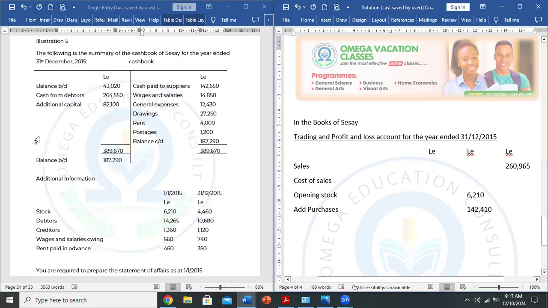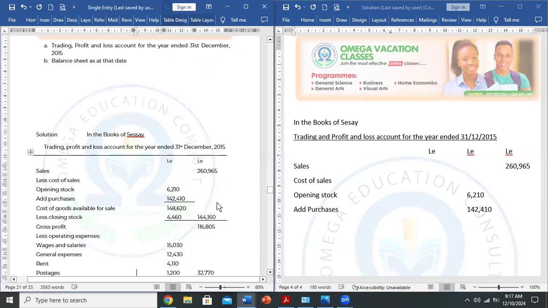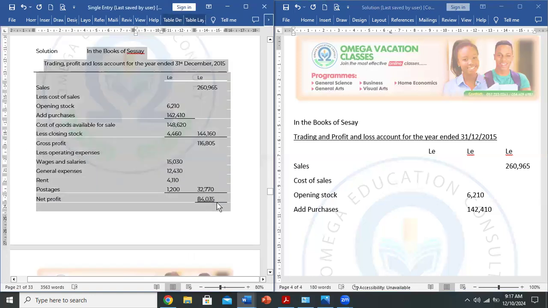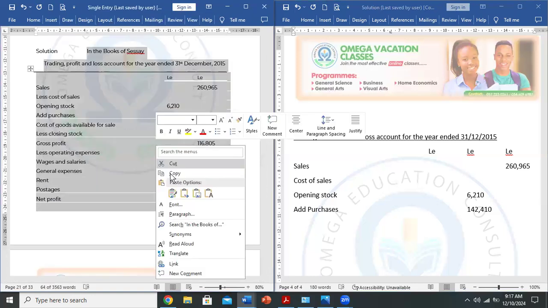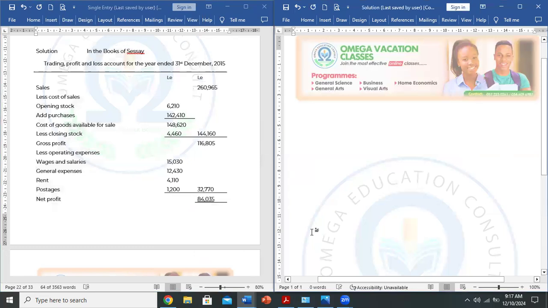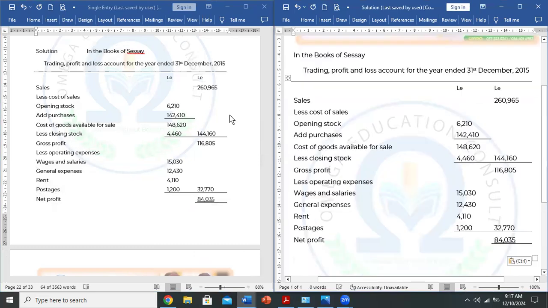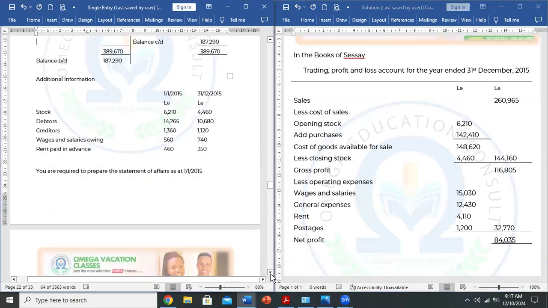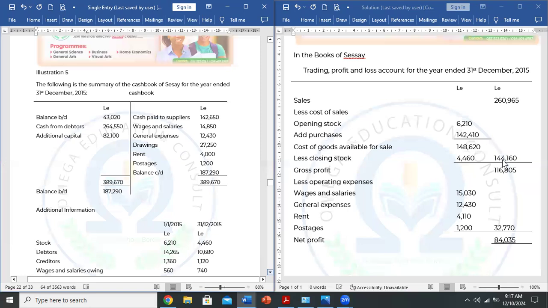Now, because of our time, let me pick the solution up here so we can follow through and move faster. So when you add the purchases, you get your cost of goods available, right? And after that, we all know you less your closing stock. And the closing stock is given here as 4,460.